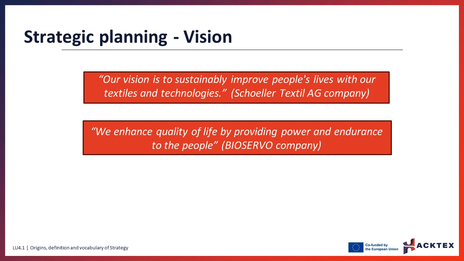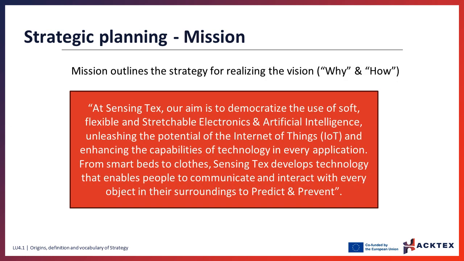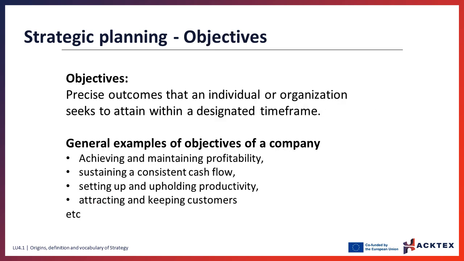Here, we can see two examples of visions from two smart textile companies. While the vision represents a collective objective for the entire organization, the mission outlines the strategy for realizing that vision. The mission is essential because it provides both the purpose, the why, and the approach, the how. Without a clearly defined mission, an organization can struggle with a lack of direction and unity. When each member interprets the vision differently, it can result in conflicting strategies and initiatives. An example of mission from SensingTex is presented on the slide.